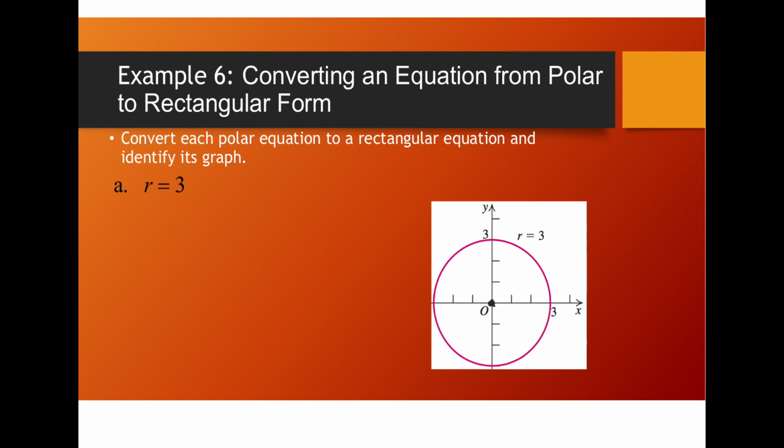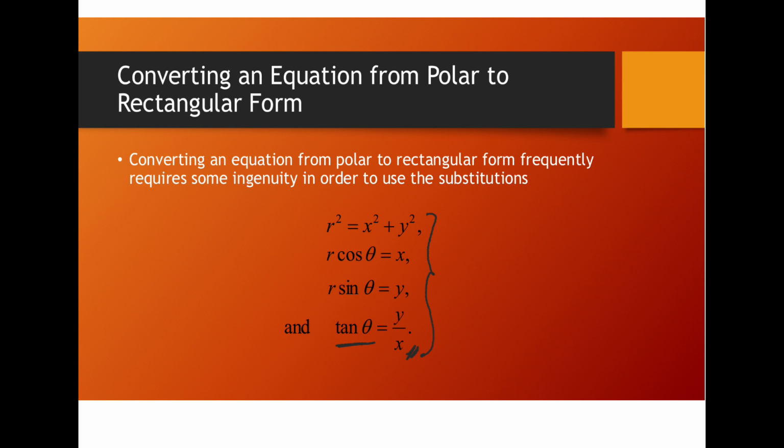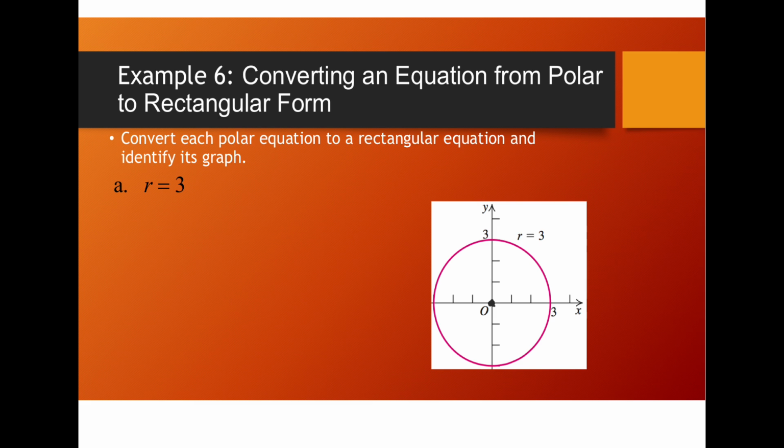Okay, looking back, let's think, well, where can we get some relationships here? We know r squared is equal to x squared plus y squared. We know that r cosine theta is equal to x, and r sine theta is equal to y, but we don't have a theta to work with here. So we need to be creative. So where will that creativity take us? Well, keep in mind, this is an equation. We have r equal to 3. That's one side. There's two sides to our equal sign there.